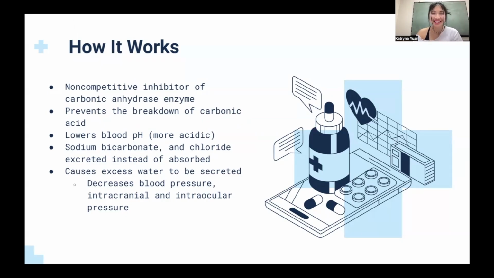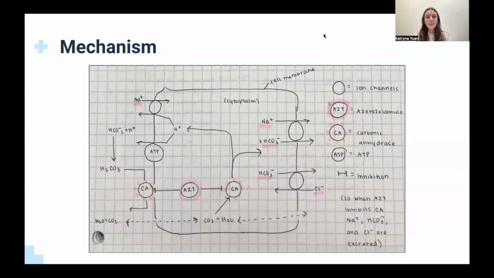The inhibition causes sodium bicarbonate and chloride ions to be secreted instead of absorbed, which leads to the excretion of water to maintain equilibrium. This decreases the blood pressure as well as reducing secretion of the aqueous humor, which lowers the intracranial and intraocular pressure. Next, we're going to look at the mechanism of how this drug works.